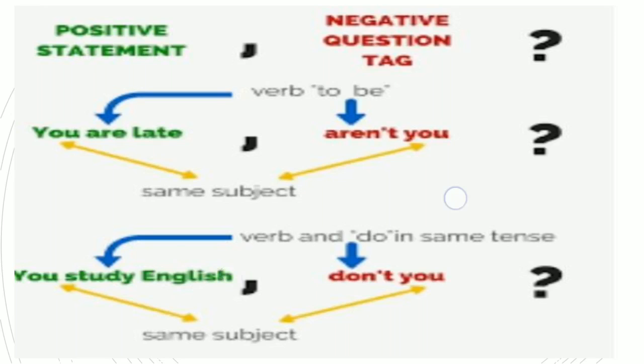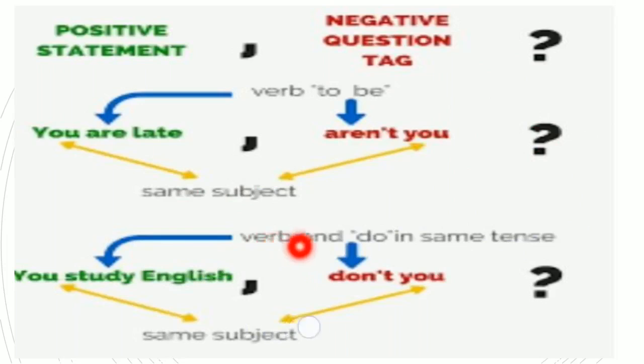Now coming to the positive statement and negative question tag, it's just a recap. You are late. You is the subject, are the auxiliary verb. We'll copy the statement as it is, we'll put a comma, then turn the positive statement negative: aren't you? And at the end will come a question mark. That is a question tag.